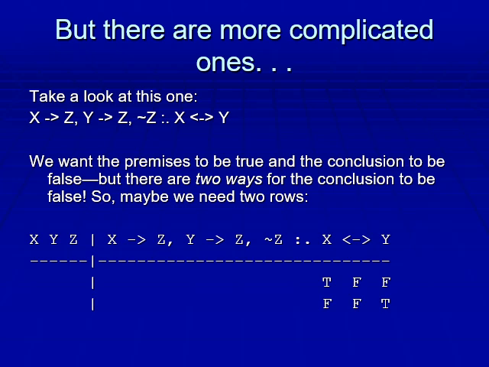You remember, when you have a biconditional, it is true if they're both true, and it's also true if they're both false. And so if we want it to be false, we want one of them to be true, but not the other. And there are two different ways you can do that. You can have x true and y false, or you can have y true and x false. Anyhow, that's the idea that we're going to be working with.